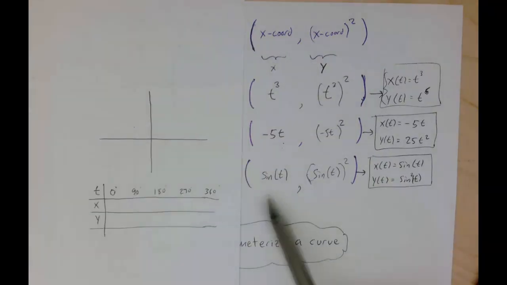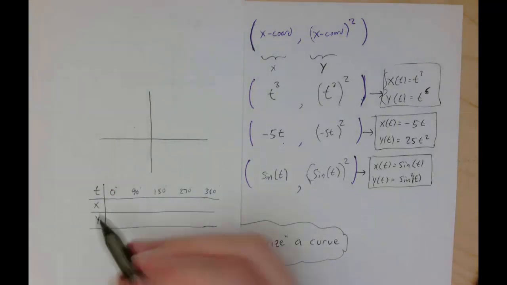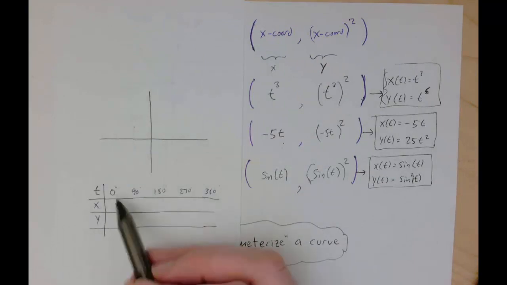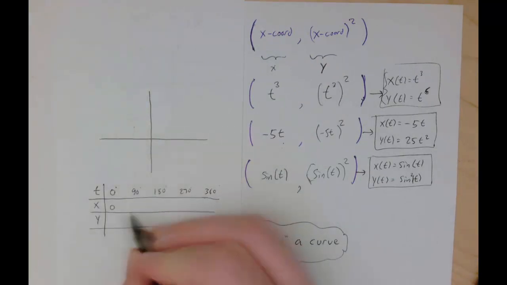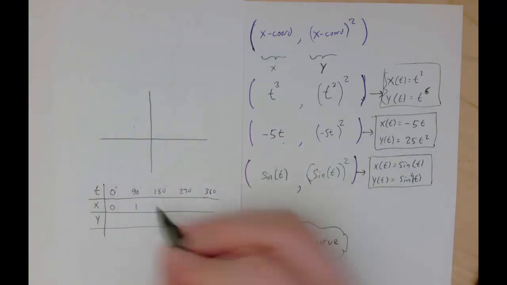If we were going to write this out as a table, I've got different times, and I'm using degrees here because I know not everybody's comfortable with radians yet. So the x-coordinate would be sine of 0 degrees, which is 0. Sine of 90 degrees would be 1.